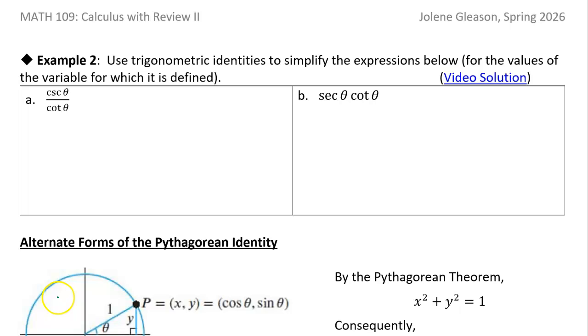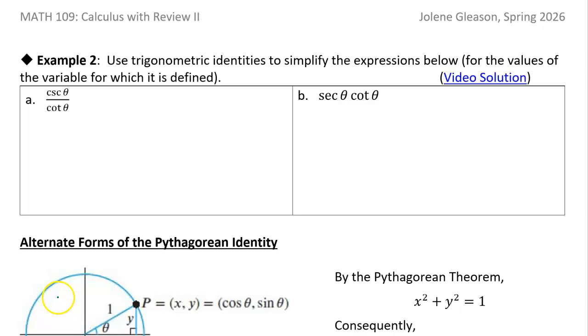We can also use those identities for tangent and secant and cotangent and cosecant to simplify expressions that involve trig functions. For example, in this first one, we have the cosecant divided by the cotangent.